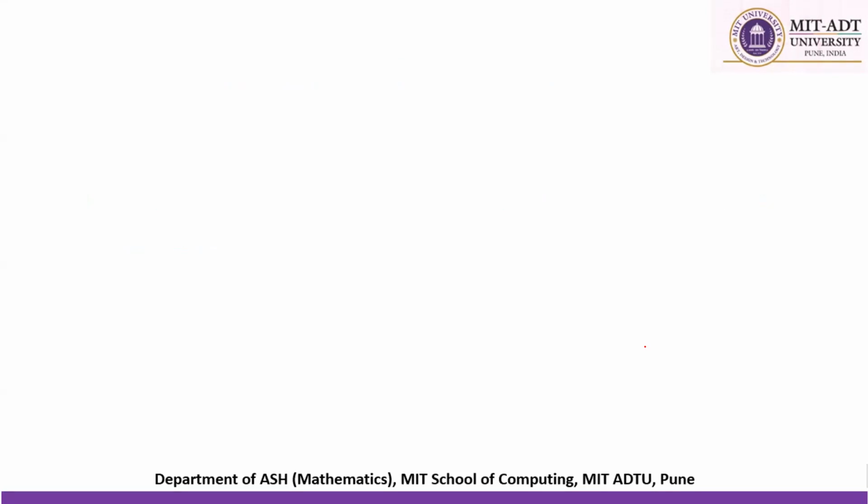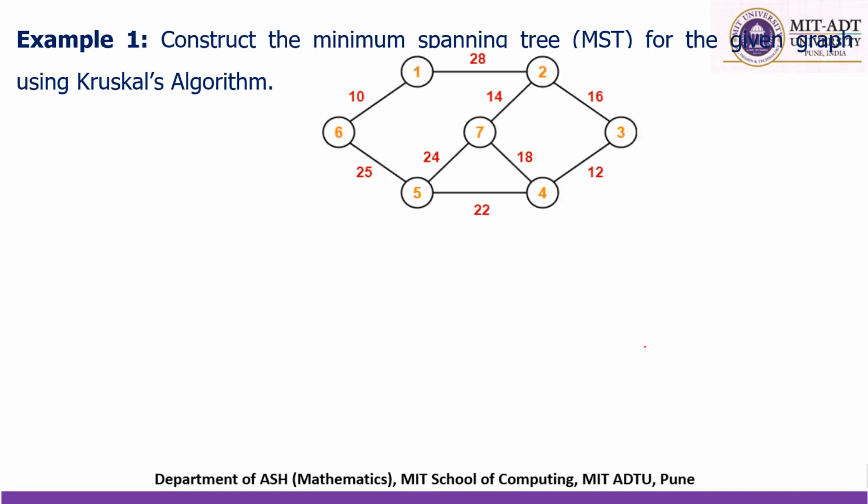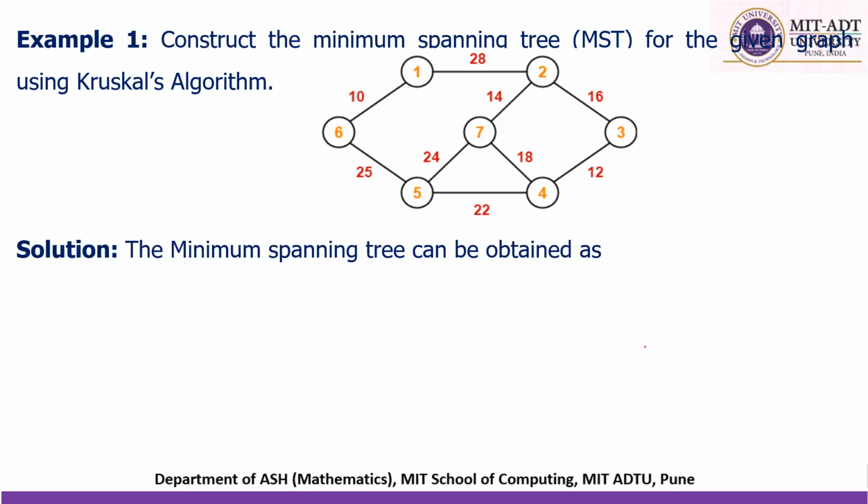So let us take one example. We take the same example that we took for Prim's algorithm. We have to construct the minimum spanning tree, MST, for the given graph using Kruskal's algorithm. So if you want to find the minimum spanning tree using Kruskal's algorithm, what is our step number one? We first take all the vertices. How many vertices do we have? 7 vertices, so we write down all the 7 vertices over here.